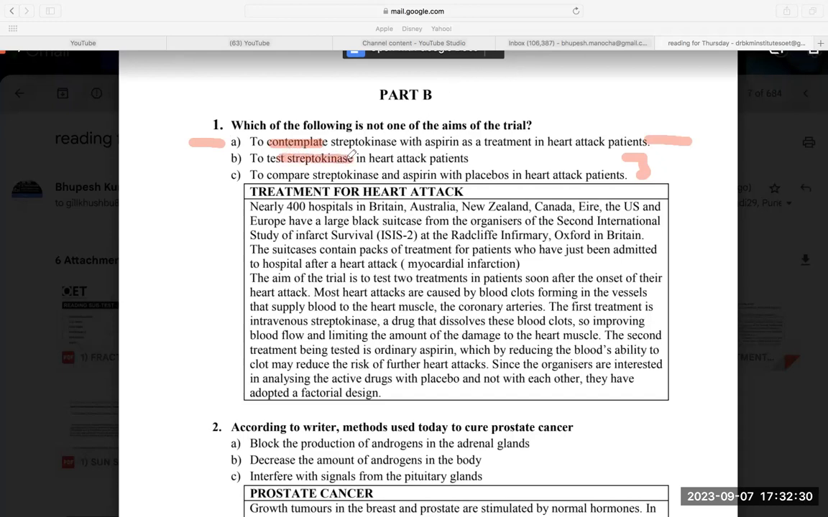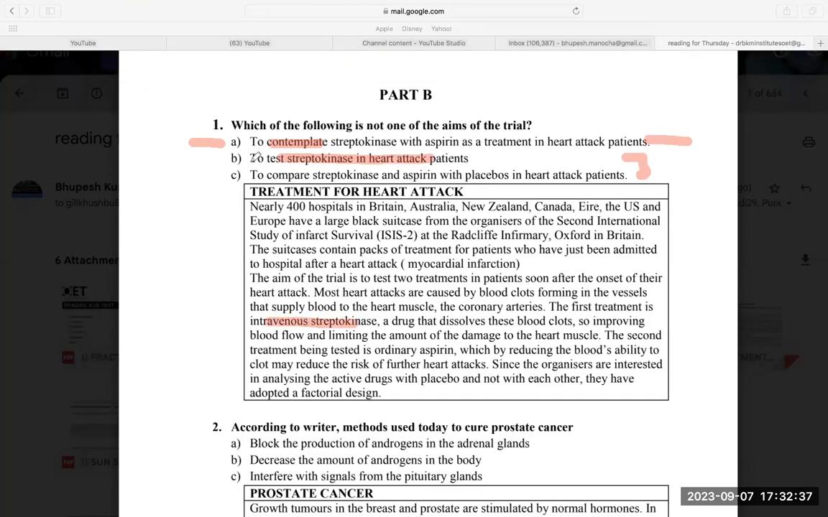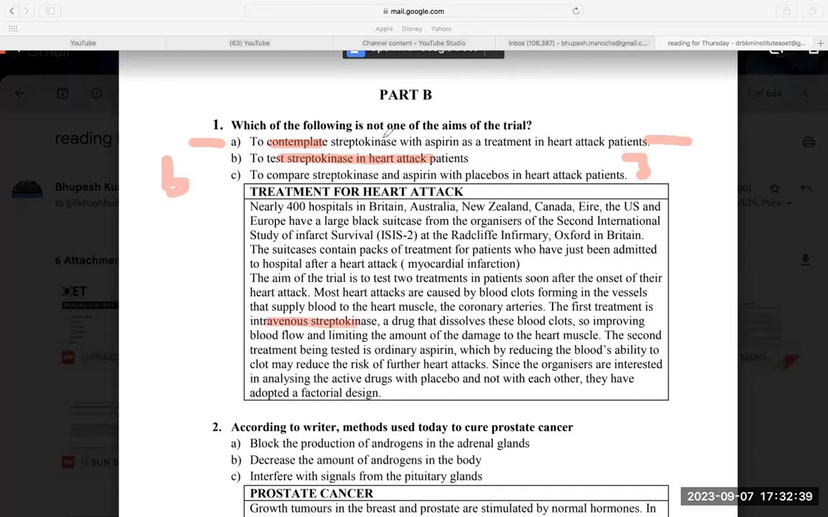To test streptokinase in the heart attack patients, yes, this was the aim of the trial. To test streptokinase in the patients, yes, so B is right, but my question is not one of the aims. So this is the aim, and this is not my answer, because I have to find not one of the aims, but this is one of the aims.